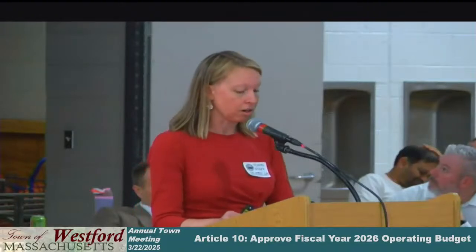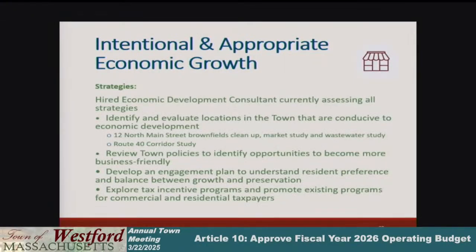And lastly, our seventh item in the strategic plan is intentional and appropriate economic growth. We've hired an economic development consultant who is working with our community to assess all of the strategies listed below. Specifically, we want to continue to identify and evaluate locations in the town that are conducive to economic development.